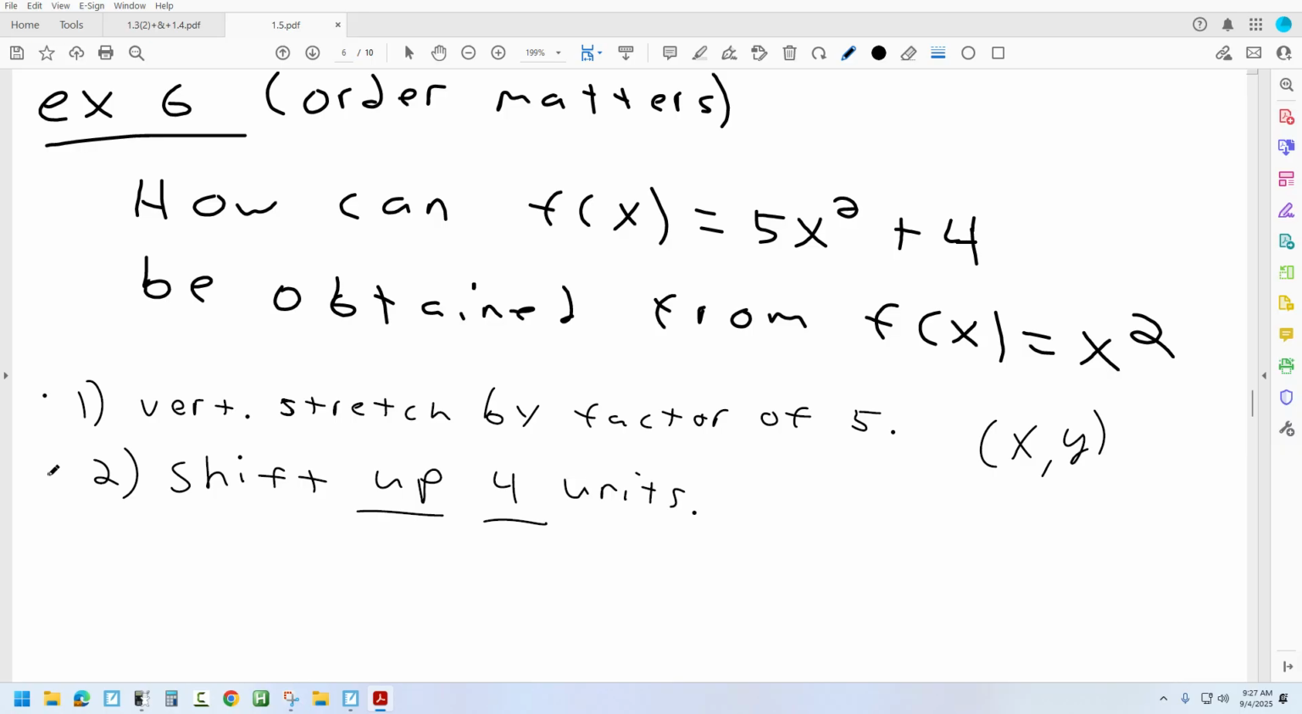So any question on how we got those two or why we put them in that order? Why wouldn't it shift left 4 units instead of up and down? So if you want to shift left and right, then it has to be added or subtracted inside the argument. Okay, so adding and subtracting inside the parentheses that are being squared will shift it left and right. Adding or subtracting on the outside of what's being squared is up and down. Okay, so that one, a -3, that would shift it right 3 units.